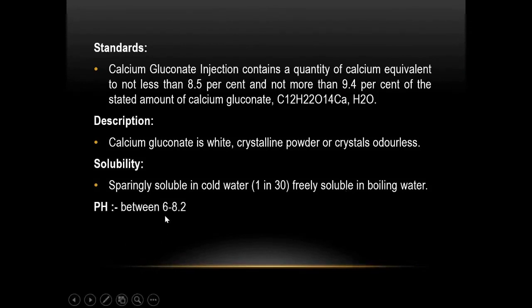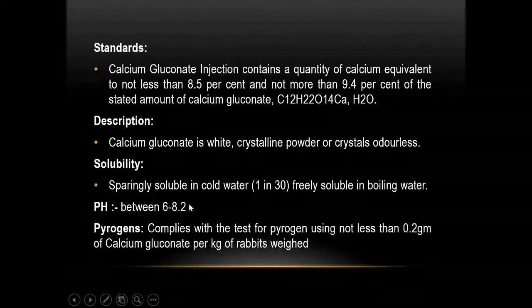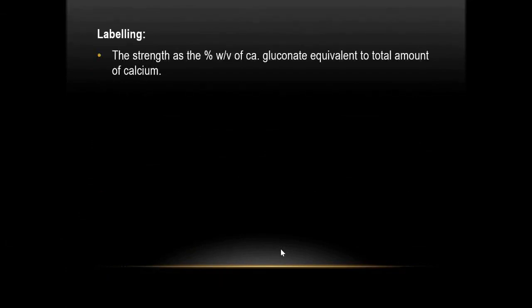pH of this solution shall be in between 6 to 8.2 and the pyrogens complies with the test for pyrogen using not less than 0.2 gram of calcium gluconate per kg of rabbit's weight. Labeling. Strength as percent weight by volume of calcium gluconate equivalent to total amount of calcium. Strength as a percent, कितना percentage calcium gluconate आपने add किया है? 10% calcium gluconate or 5% or whatever it is, you have to mention that percentage.